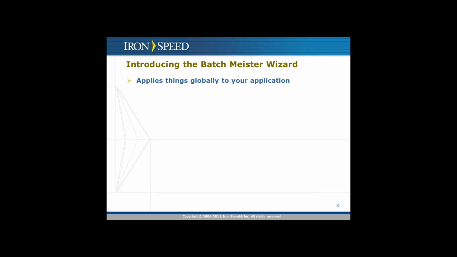And what the Batchmeister wizard does is it applies things globally to your application. So let me give you a couple of examples. Suppose you want to apply a where clause globally into all tables that have certain fields by field name or whatever. So suppose you want to filter all of your tables by the logged in user because you're building a customer-facing or employee-facing application. You only want to present that particular user's data. What you might do is globally apply a where clause that says where customer ID equals logged in user. You can do that with the Batchmeister wizard.